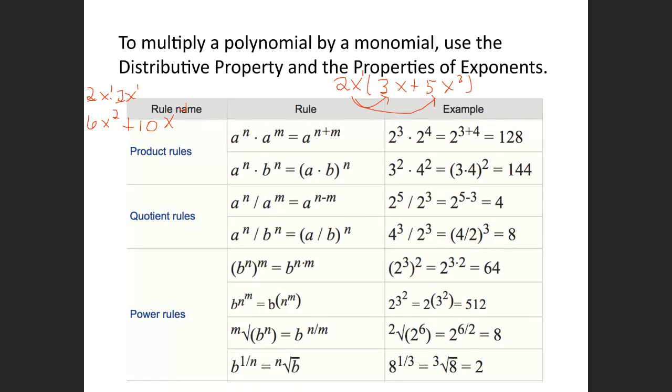And that's the product rule here. If the bases are the same, we just add the exponents together. Okay? And that's the basic rule, the property of exponents that you need. We're going to be using the rest of these throughout the year, but this is the one that we'll be using mostly this week.